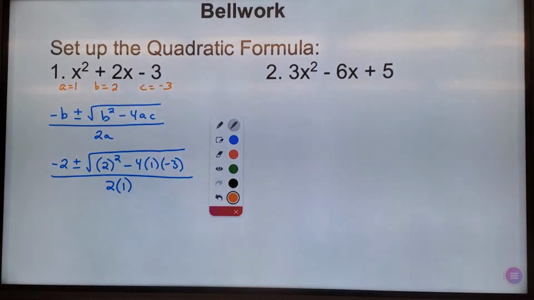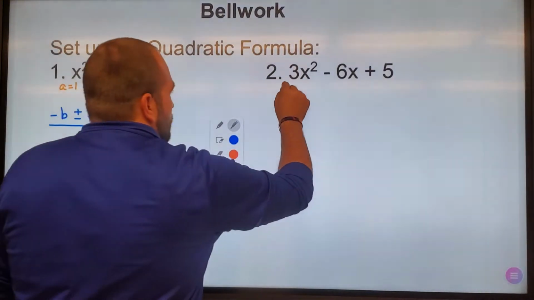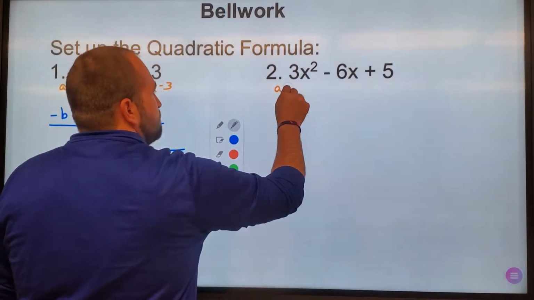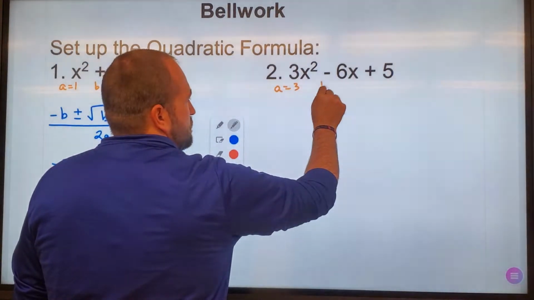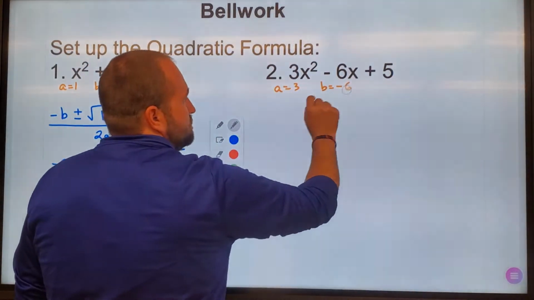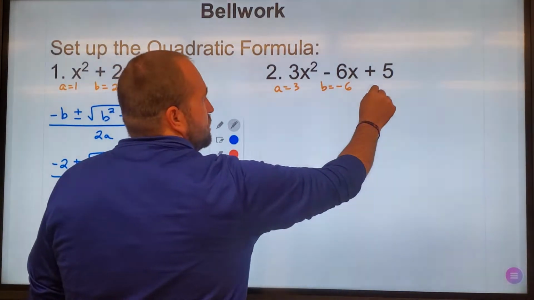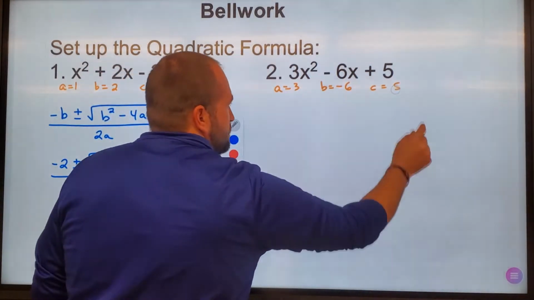Number 2, the value of A here is 3. The value of B here now is -6. And the value of C is 5.